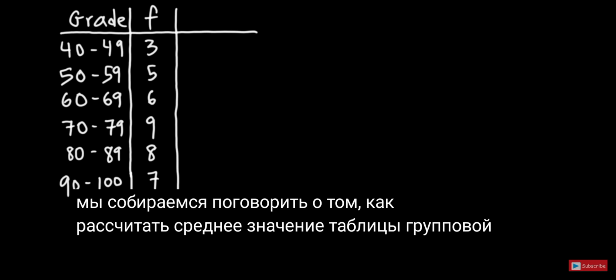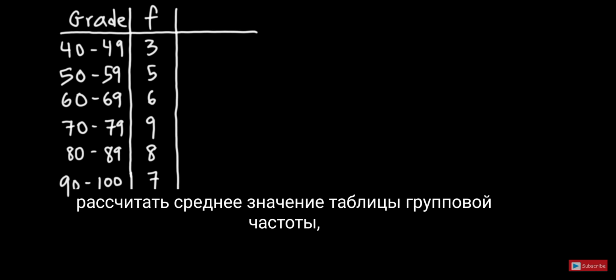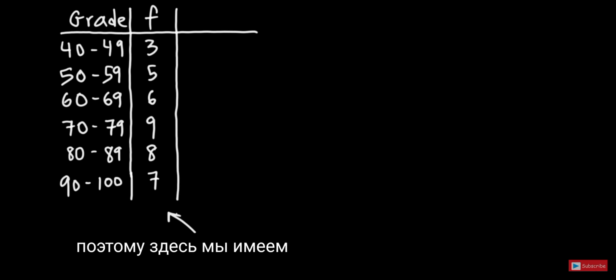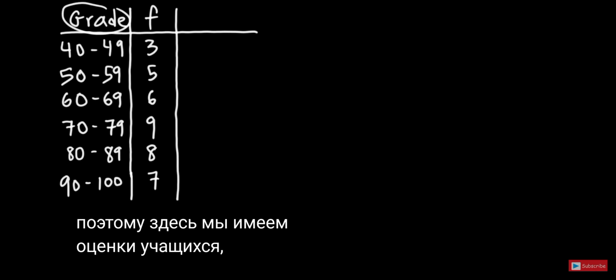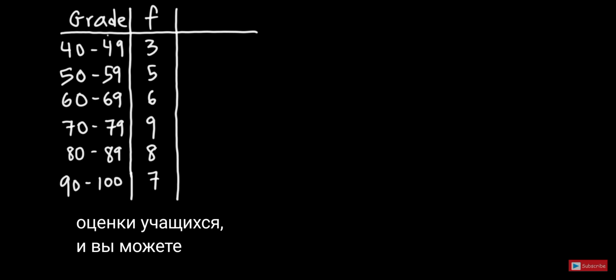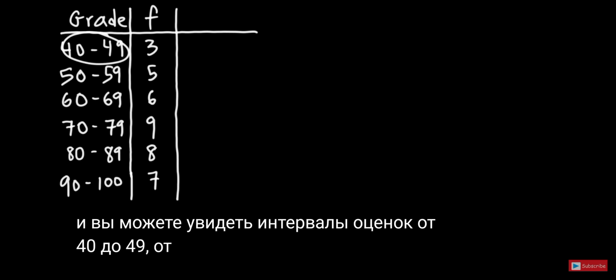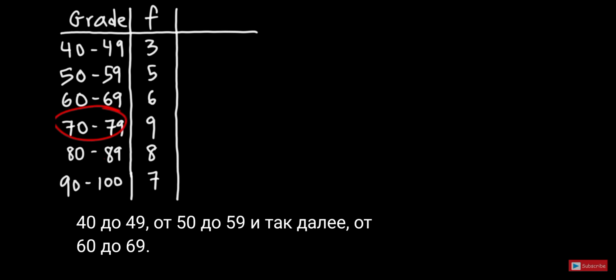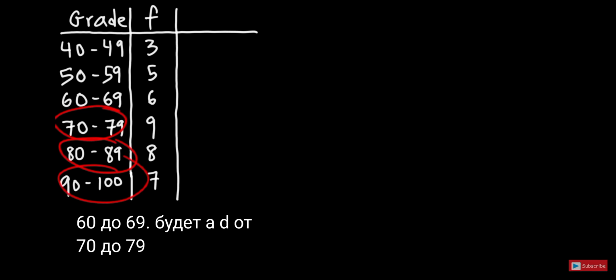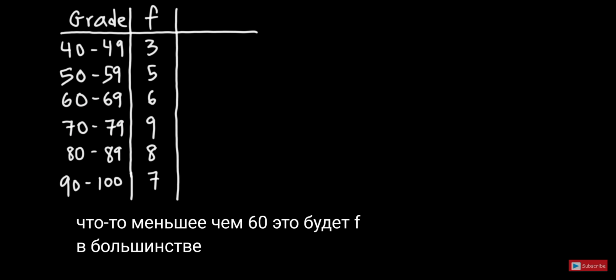We're going to talk about how to calculate the mean of a group frequency table. So what we have here is the grades of students. And you can see the grade intervals of 40 to 49, 50 to 59, and so forth. 60 to 69 will be a D, 70 to 79 is a C, this is a B, that's an A. Anything less than a 60, it would be an F in most schools.